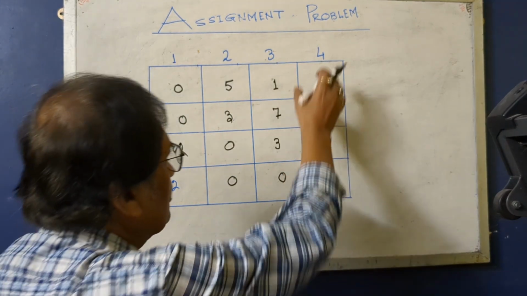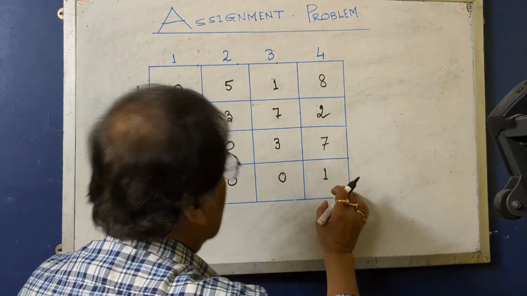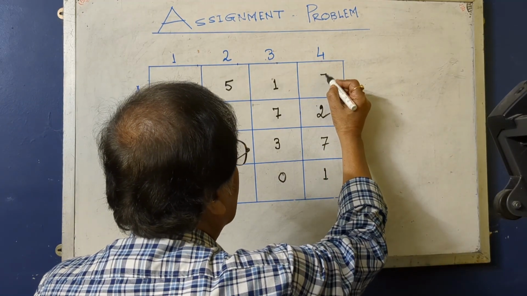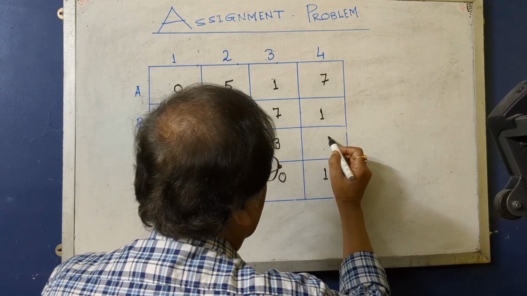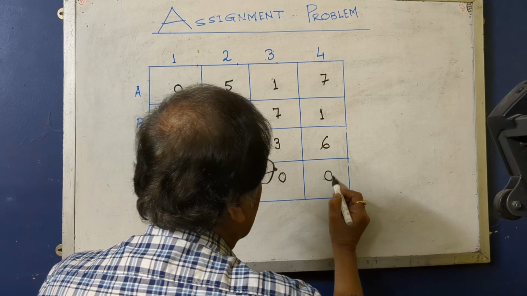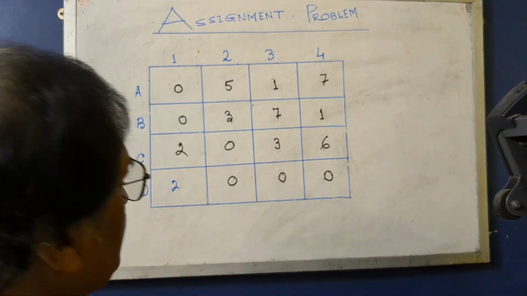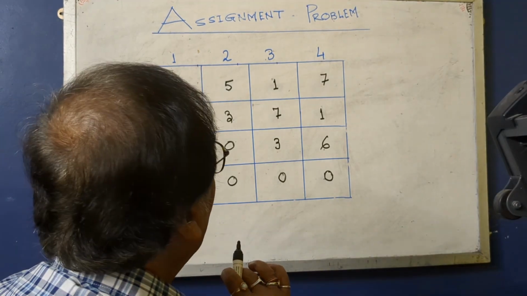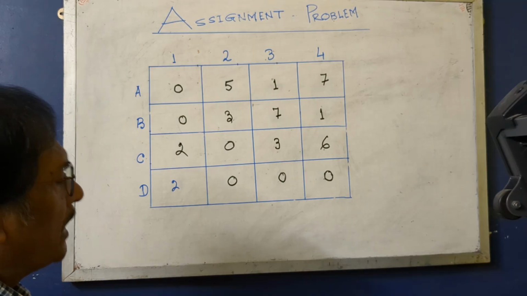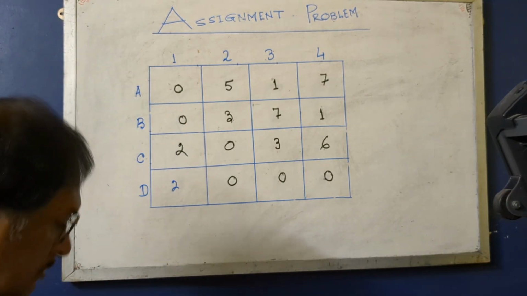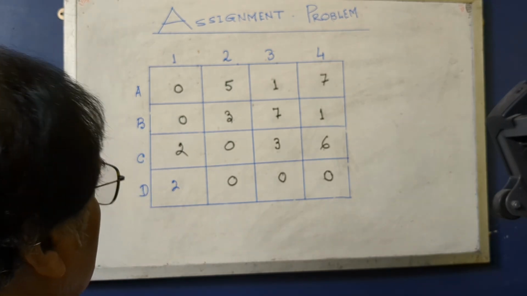The same process you will do for this column. The minimum element is 1. You have to subtract 1 from all other elements. That's why 8 minus 1 is 7, 2 minus 1 is 1, and 7 minus 1 is 6, and 1 minus 1 is 0. In this way, you have to complete the subtraction row wise and column wise for all the elements. After completing this, just check: 0517, 0371, 2036, 23.